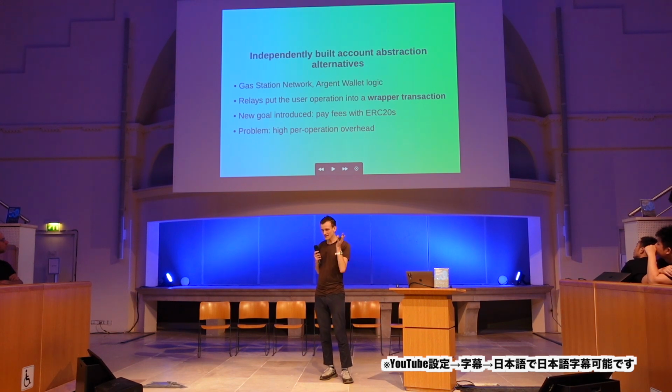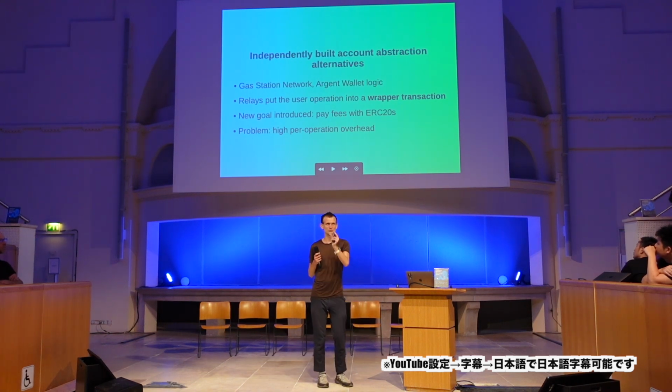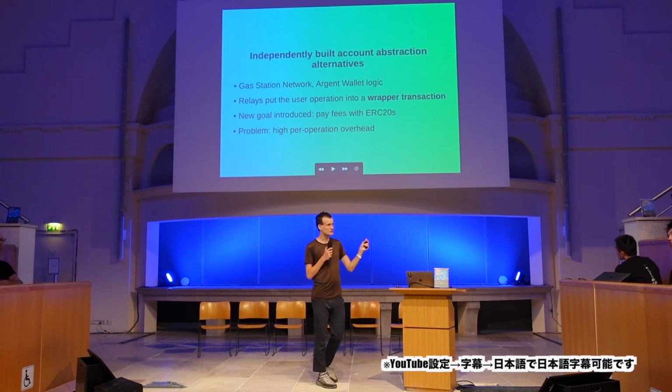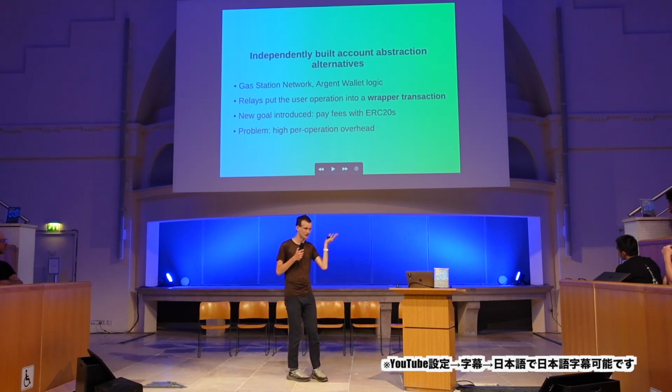Gas Station Network was this wonderful effort where you would send over some operation that you wanted, some call that you wanted to make, and you would provide a bounty, and there would be this network of relayers where any of those relayers could claim the bounty by wrapping that call in a transaction and actually making the call.